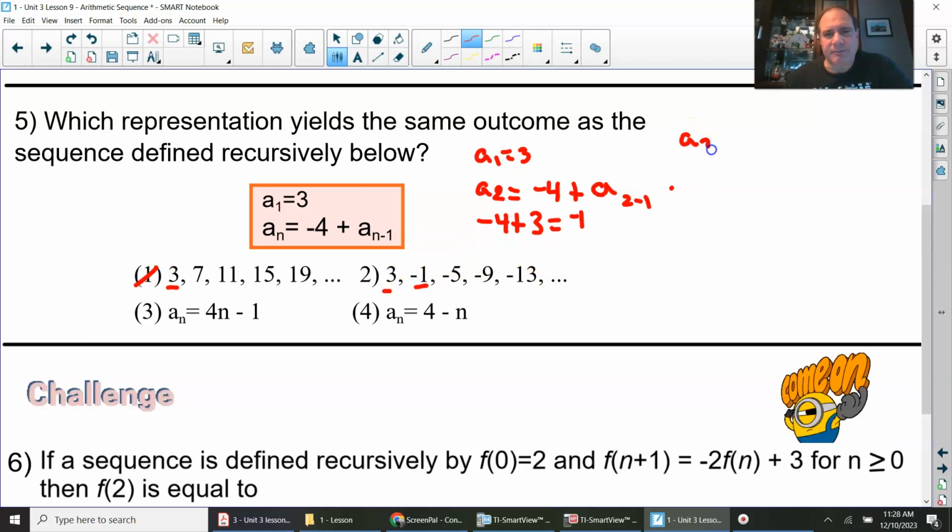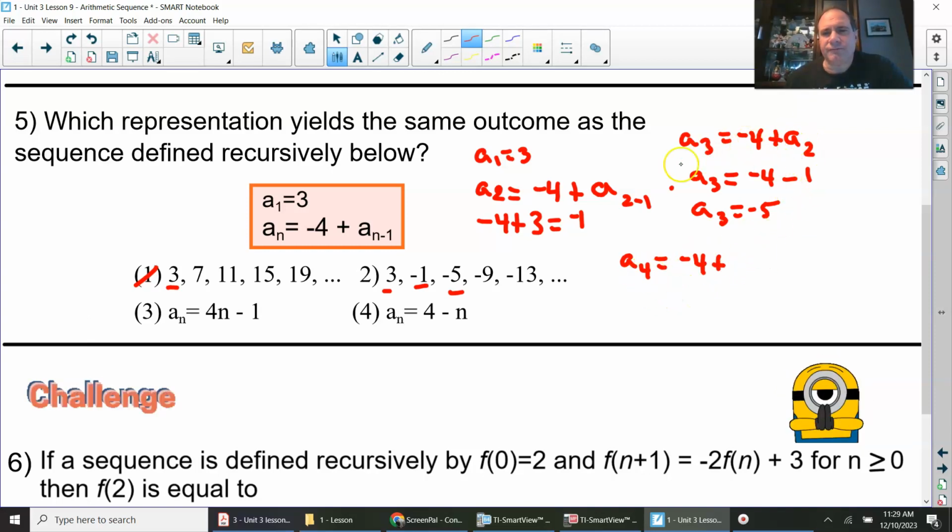So now I'm just going to go to a sub 3 and see if that's -5. I have -4 plus a sub 3 minus 1, which is a sub 2. So a sub 3 equals -4, and then a sub 2 is -1. So a sub 3 is -5. That works out as well. So let me try a sub 4. I'm just going to keep on going because I don't trust it. -4 plus, so this is 4 minus 1, which is a sub 3.